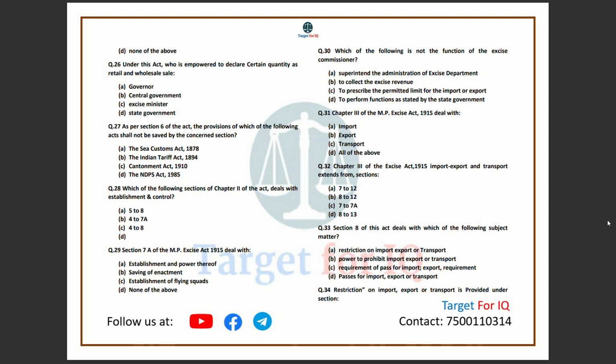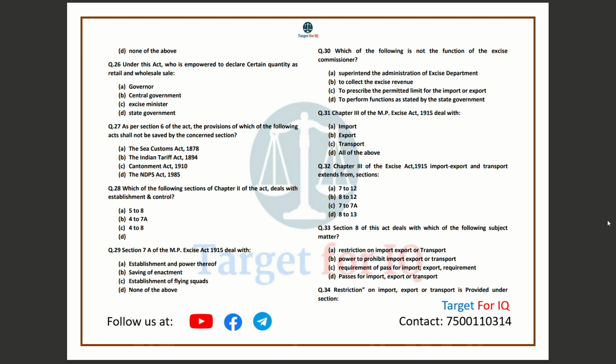Which of the following is not the function of the Excise Commissioner? Option A, to superintend the administration of Excise Department. Option B, to collect the excise revenue. Option C, to prescribe the permitted limit for the import or export. Option D is to perform functions as stated by the state government. The correct answer to question number 30 is to prescribe the permitted limit for the import or export.